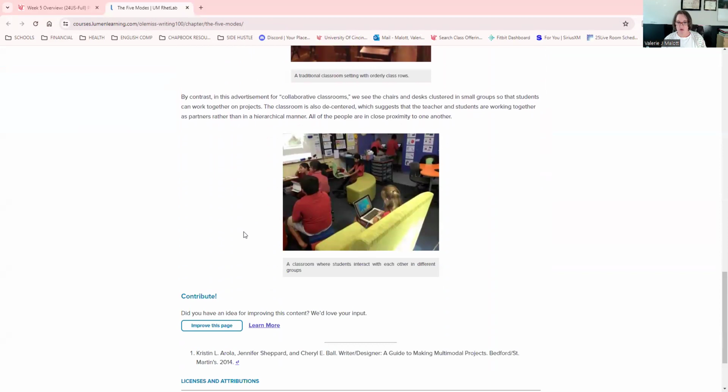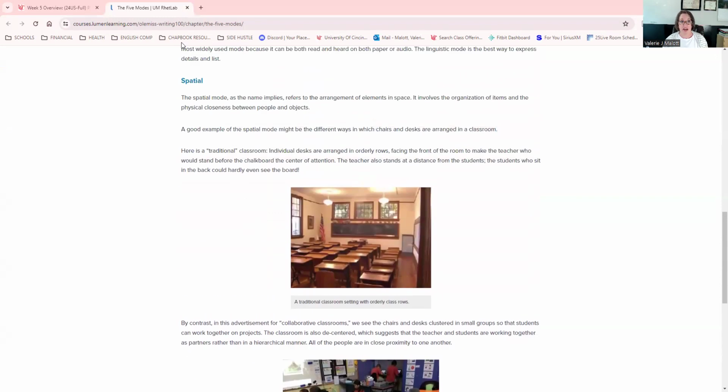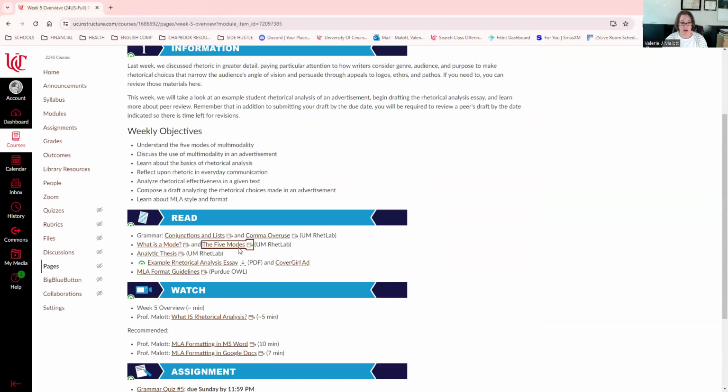It's a good reading and it will apply to the various things that you can pay attention to, but also analyze for your chosen advertisement. So please make sure that you read the information on modes.